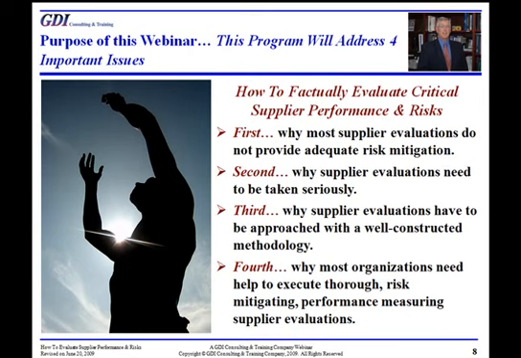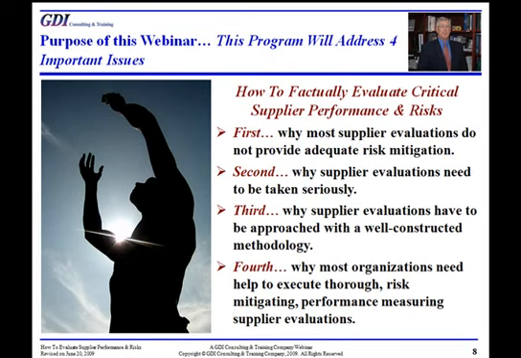We have to go to their sites with a very structured methodology for understanding everything that's important about those particular suppliers. And finally, we want to understand why most organizations need help to execute thorough risk mitigating performance measurements. We have come to the conclusion that most companies do not have the internal resources to perform these types of assessments. That's why we started the supplier assessment practice within GDI.